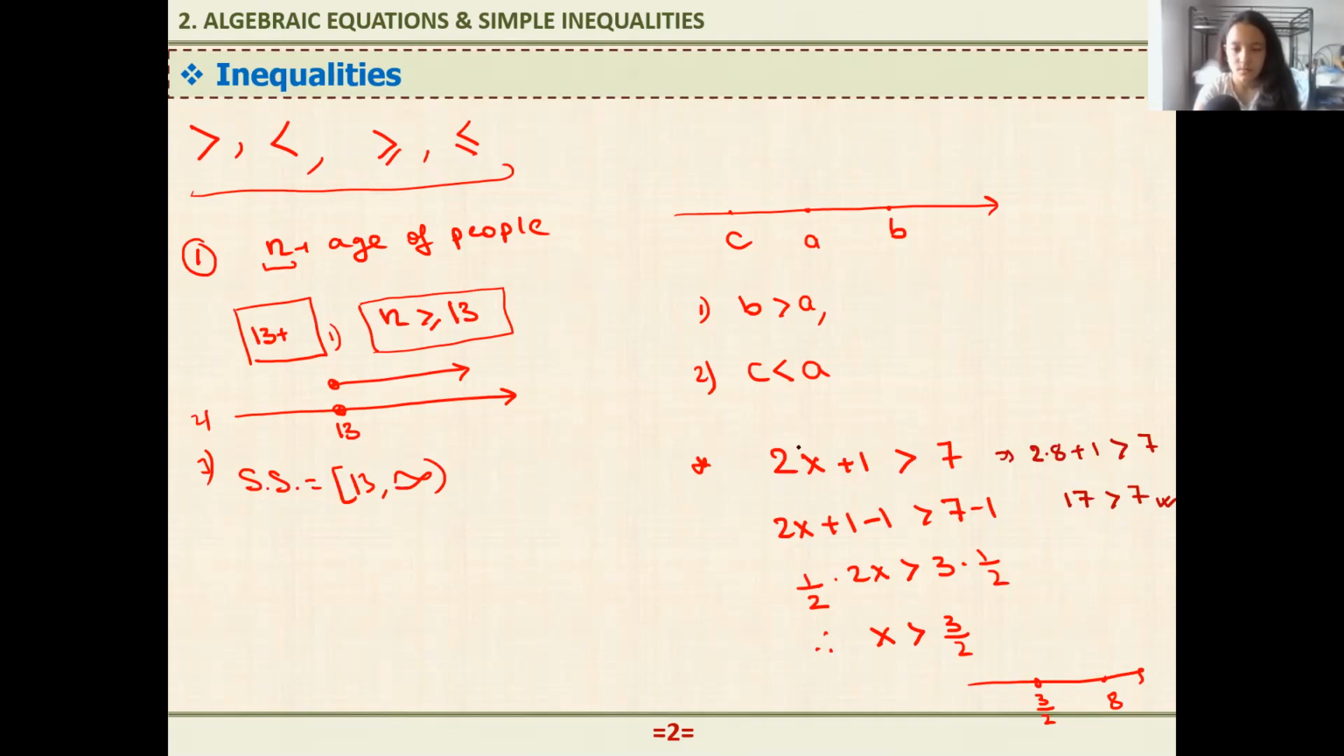If you pick any number greater than 3 over 2, substitute here, this will be true. But if you pick any number to the left of this number, for example, what number is less than this? Let's say 1. If you take this 1, it will not be the solution. Substitute here, 2 times 1 plus 1, which is equal to 3. Is 3 greater than 7? No, that is incorrect.